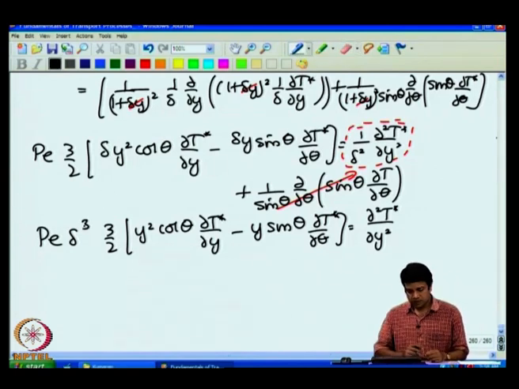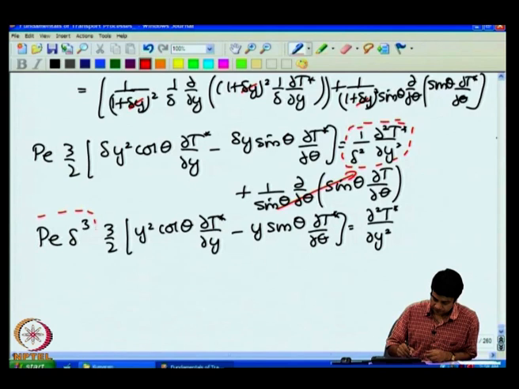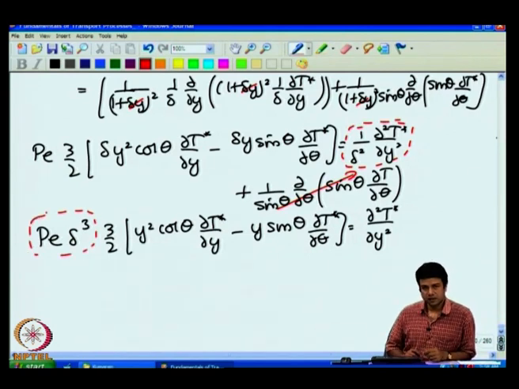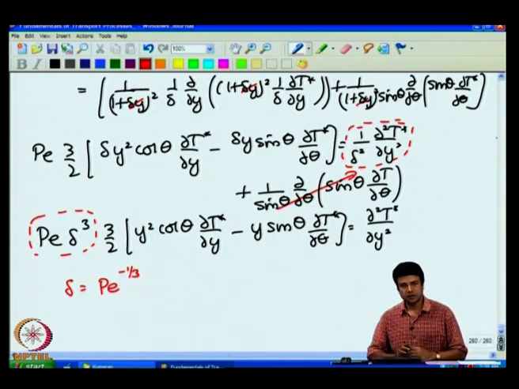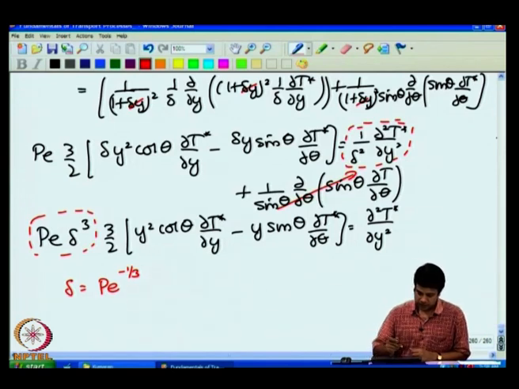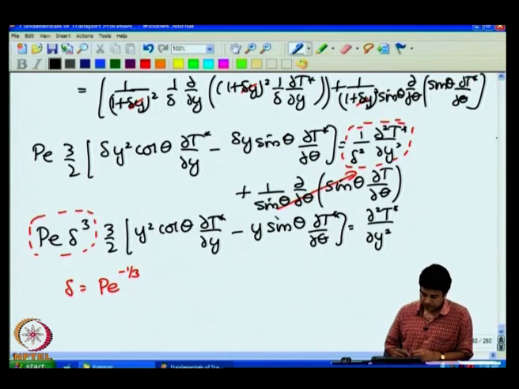So, as I said, within the boundary layer y is order 1, delta goes to 0. In the limit as delta goes to 0, if y is finite, this number has to be order 1 if there is to be a balance between convection and diffusion. And once again we get delta is equal to Pe power minus 1 by 3. So, when delta is equal to Pe power minus 1 by 3, we have a balance between convection and diffusion in the limit as the Peclet number goes to infinity.